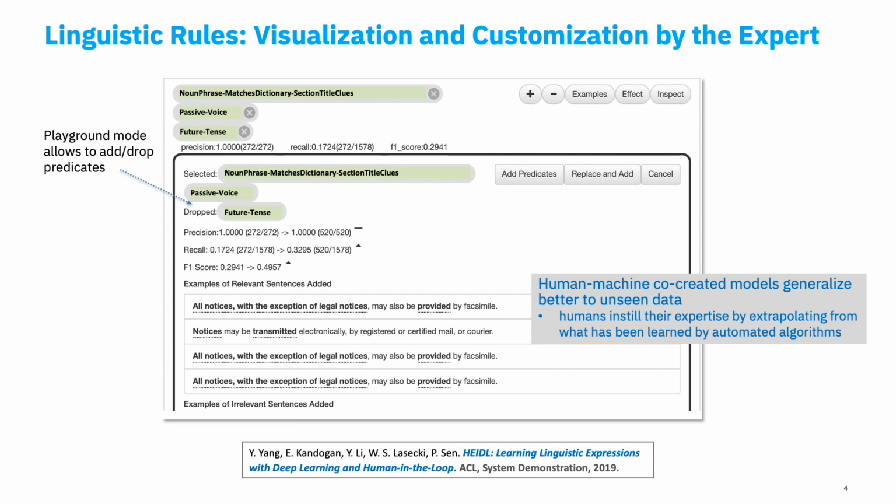by the modified rule. Thus, the system allows humans to instill their expertise and domain knowledge on top of the rules that were automatically produced by the algorithm. So in this example, a human expert knows that the future tense may not be necessary, and the tool provides the evidence that this is indeed the case. Overall, as a result of this human-machine co-creation, we obtain models that generalize better to unseen data.